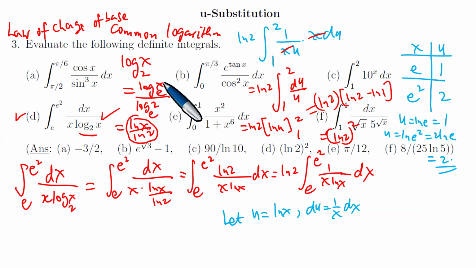Because in mathematics, we know that the log of x base e is ln x. What is ln? ln x is log of x base e. So now it means that we want to change the base from 2 to e, then we can write log x base e divided by log 2 base e. What is log 2 base e? Log 2 base e is the ln. Log x base e is the ln.